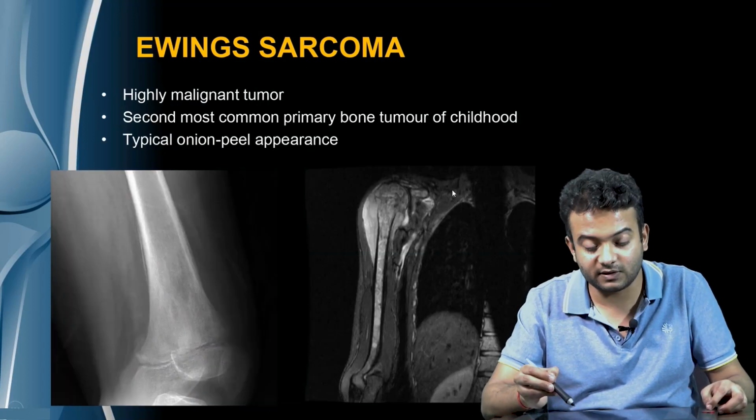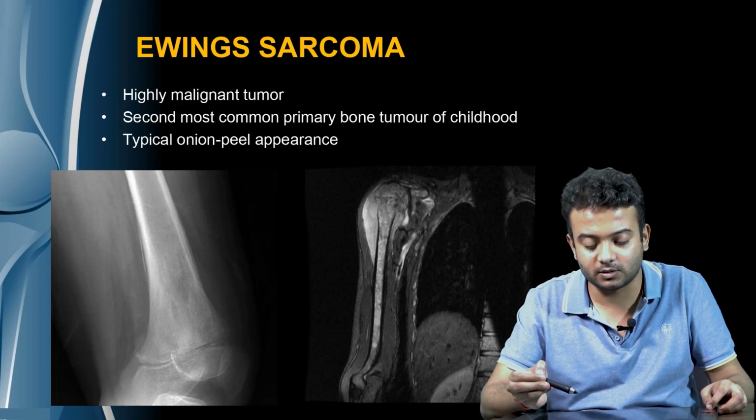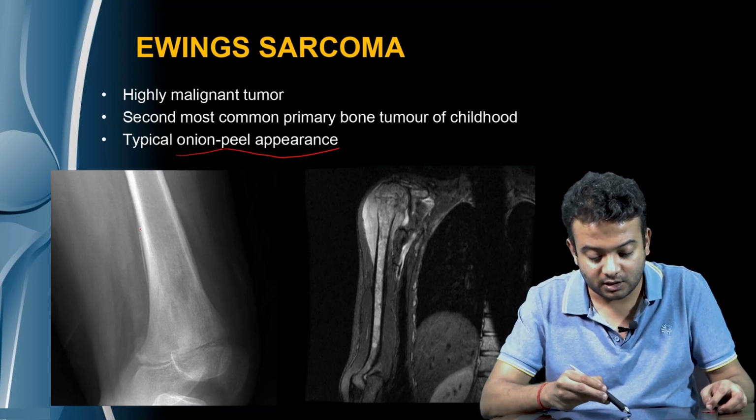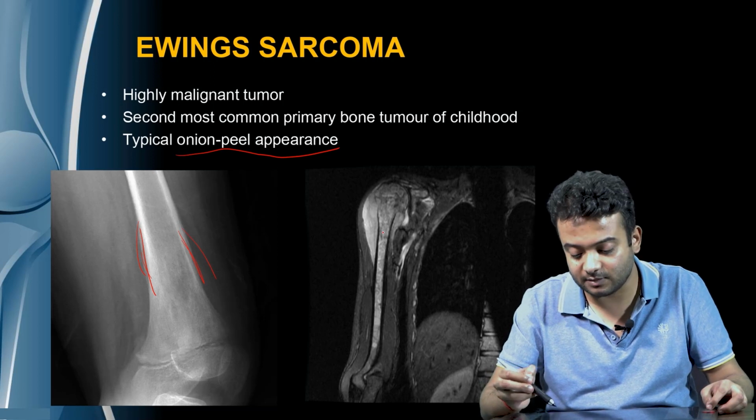This is the case of Ewing sarcoma, which is a highly malignant tumor, and it's the second most common primary bone tumor in childhood. Usually the typical onion peel kind of appearance is seen here. We have already discussed that the lamellated periosteal reaction is characteristic for Ewing sarcoma, the onion peel type of reaction.